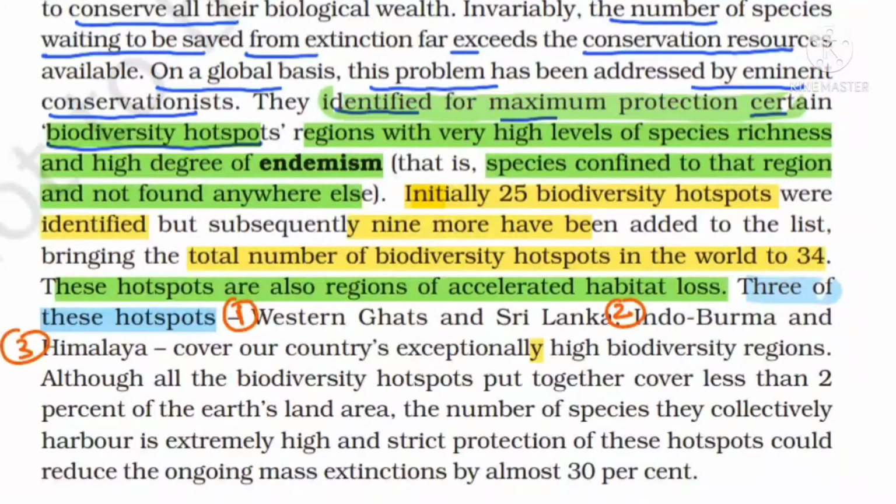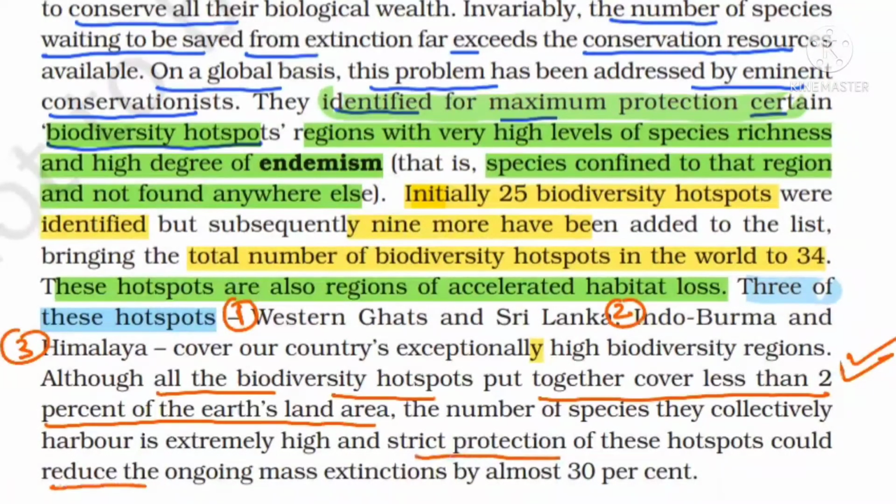Is it clear, beta? All the biodiversity hotspots will cover less than 2% of the earth's land area. This only I tried to explain to you. They cover less than 2% land area, which actually has a large number of species. And if we try to strictly protect these hotspots, we can reduce the mass extinction by almost 30%. So I think the first method of in situ, hotspots, this much is clear to you.